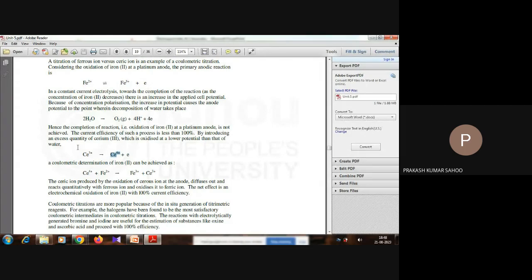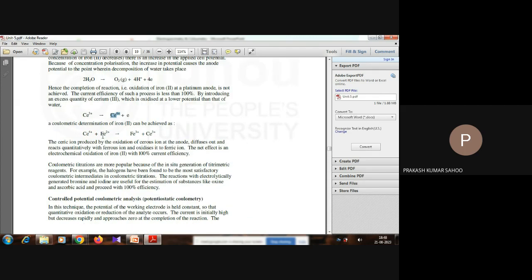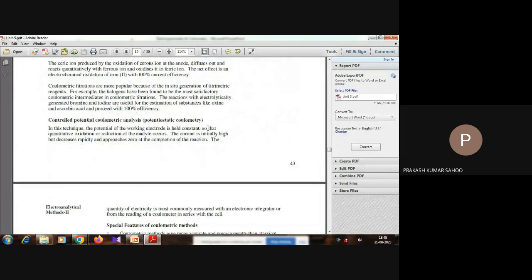How? Cerium is the secondary element present here, and our primary element is iron, for which we are looking for the concentration of iron 2 plus present in a given sample. So how do we determine it? We introduce cerium 3 in excess. Cerium 3 will change to cerium 4 plus by oxidation, and this cerium 4 plus, which is the secondary ion, reacts with the primary ion, Fe2 plus, to convert it to ferric ion. So this is the secondary type mechanism.